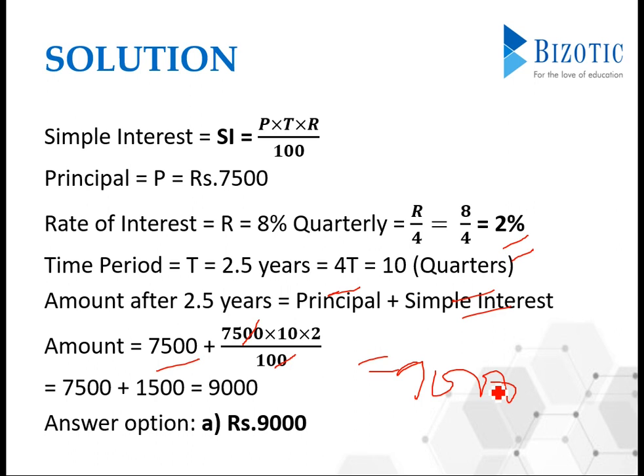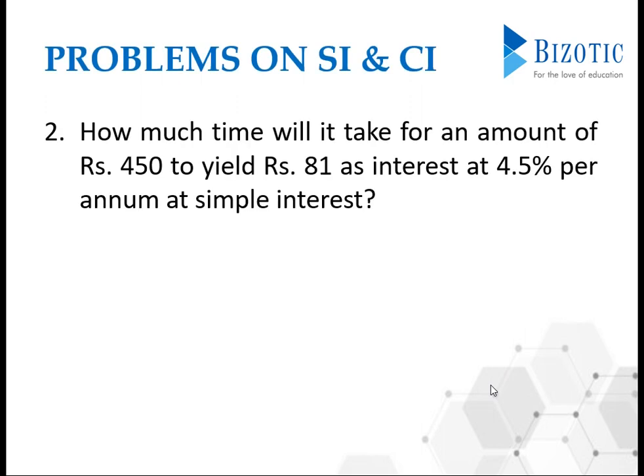So a simple way of solving it. Now let's look at problem number 2. How much time will it take for an amount of 450 rupees to yield 81 as interest at 4.5% per annum at simple interest? Annum means per year. The principal amount is given, but instead of the time period, the SI itself is given, and how many years is not given. So you have to calculate T or N, whichever is convenient for you.